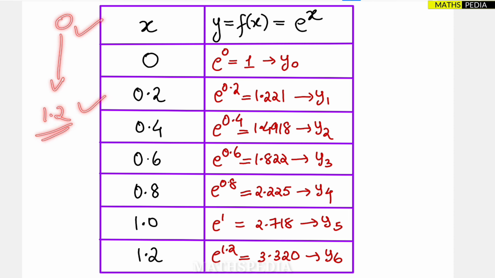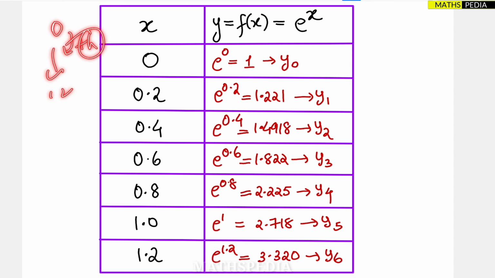From lower limit to upper limit you have to go. And how to go? You have to take the step of h. h is very important, right? So from 0 to 1.2, by taking the step h, plus h, we have to take. Okay, so from 0 I'll start, I have to reach 1.2, so I'll take plus h. h is nothing but 0.2.